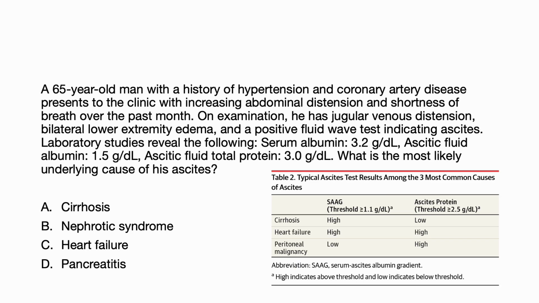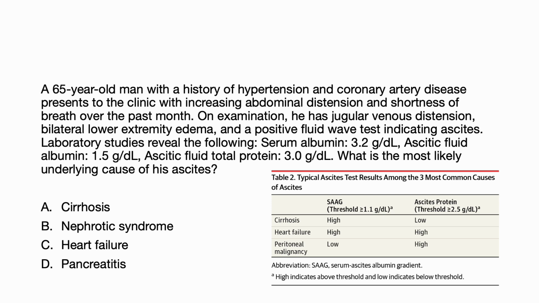A 65-year-old man with a history of hypertension and CAD presents to the clinic with increasing abdominal distension and shortness of breath over the past month. On exam, he has jugular venous distension, bilateral lower extremity edema, and a positive fluid wave test indicating ascites. Lab studies revealed the following: serum albumin 3.2, ascitic fluid albumin 1.5, ascitic fluid total protein of 3.0. What is the most likely underlying cause of his ascites? Cirrhosis, nephrotic syndrome, heart failure, or pancreatitis?